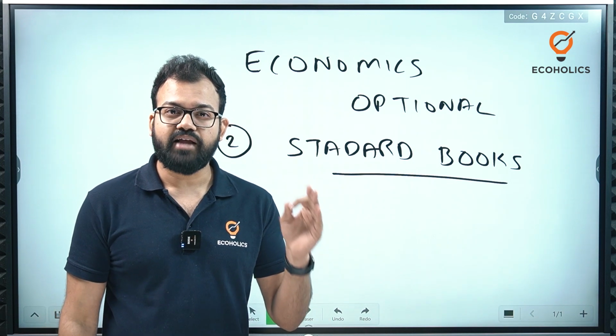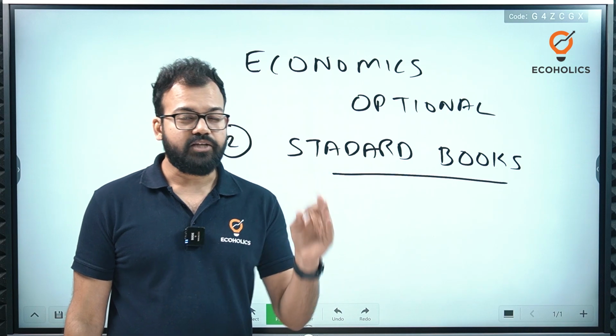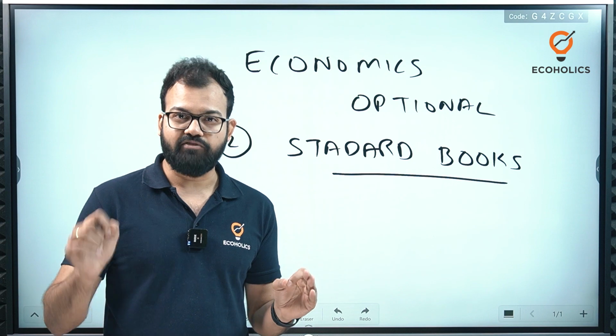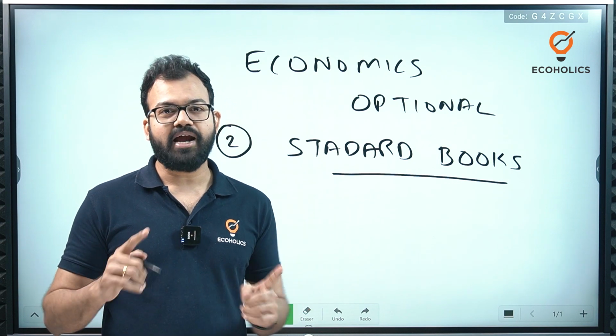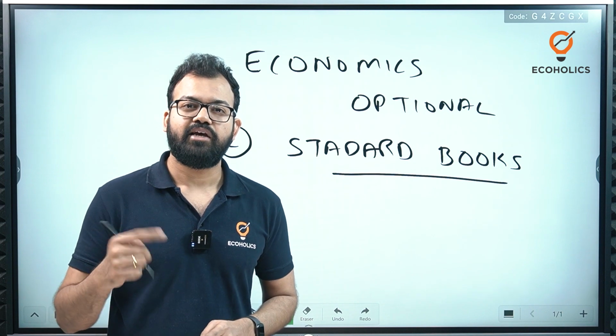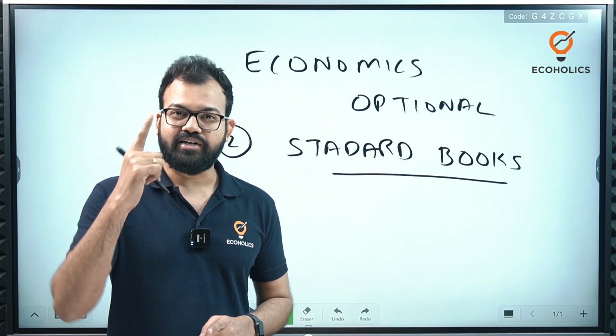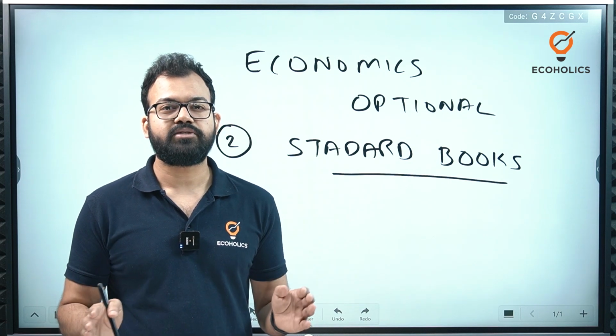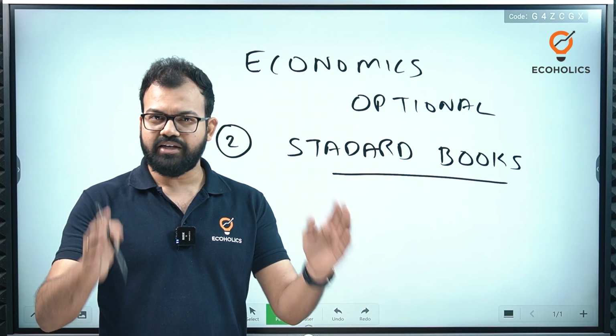If you do not feel that you have less time, let me tell you: if you calculate your reading of number of pages per hour and multiply it with the total number of pages of those standard books, you will realize one reading will take more than a year. So how will you be able to complete economics optional in 4 months? And that is where Ecoholics will help you.